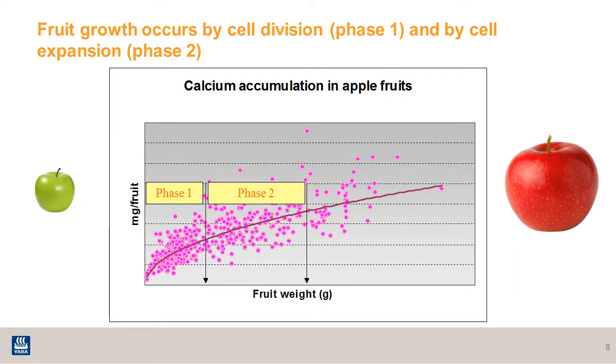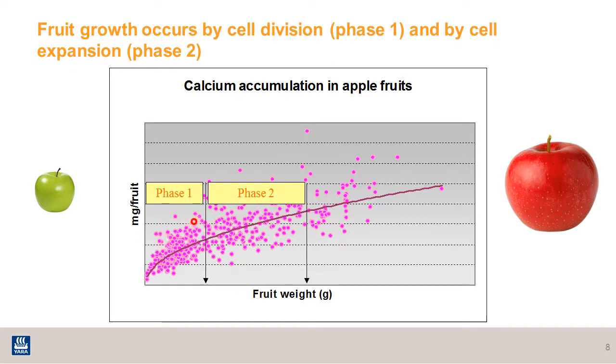This chart shows the accumulation of calcium over time as the fruit gets larger. You can see during the first phase, the cell division phase, the calcium data is clustered together fairly tightly. But during the second phase, there's a lot of noise. What that means is that during the cell expansion phase, or the second part of the growing season, there are many factors that affect how calcium gets taken up into the fruit.